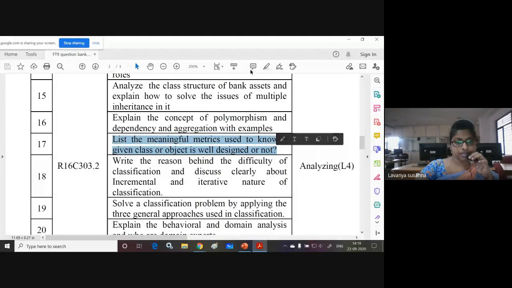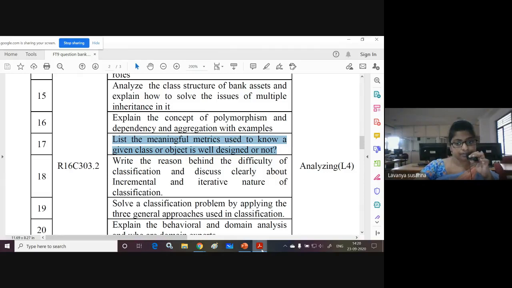List out meaningful metrics used to know whether a given class or object is well designed or not. How will you know the class and object you have designed is of good quality? How will you measure it? By using some metrics. By using those metrics only, you will measure whether the class or object is well designed. Quality of a class and object.